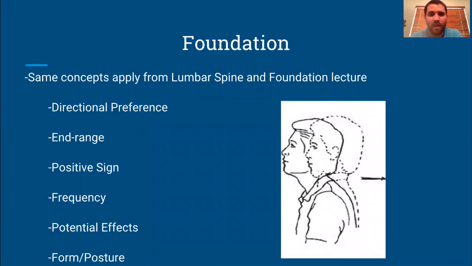So as I said, the same concepts are applying from the lumbar spine and foundation lecture. We're going to go over each one of these as briefly as we can, but still getting some detail out of it. So in regard to directional preference, that will be the motion that our patients, if they repeatedly load, we see some kind of positive sign with it. And what is meant by a positive sign is that, one, you could have just a decrease in symptom intensity. You could also have a reduction in the symptom location.